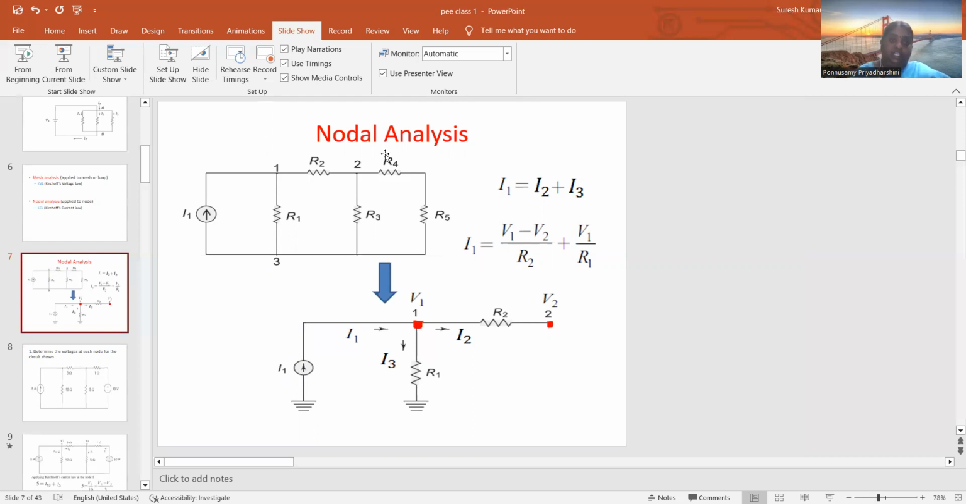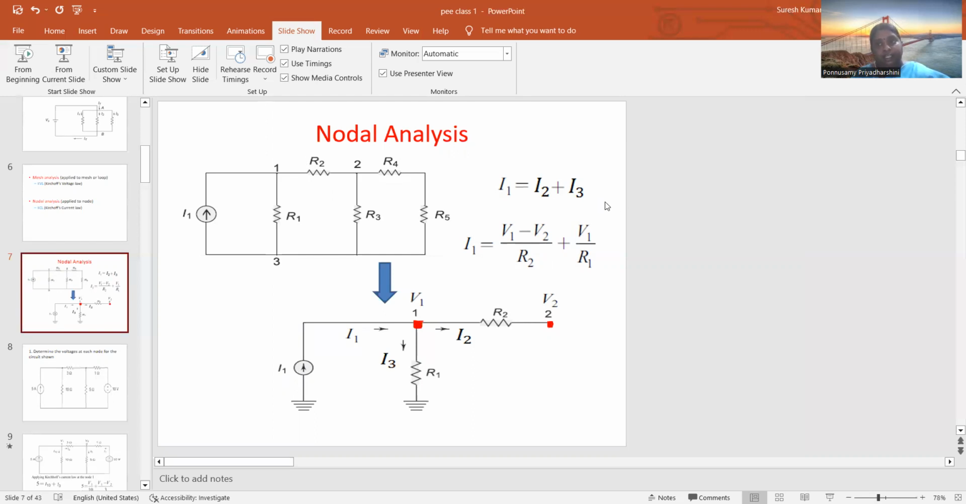So here this is a circuit. I1 is the current entering. A current source has been connected to the circuit. R1, R2, R3 and R4 are the resistors connected to the network. From here, I1 is the current entering and it is split into I2 and I3. So I1 is equal to I2 plus I3.